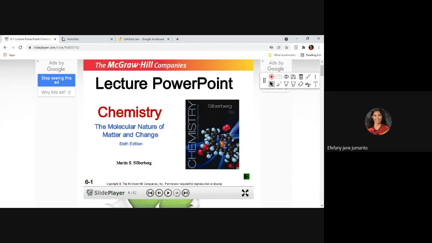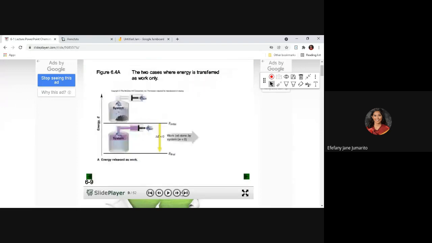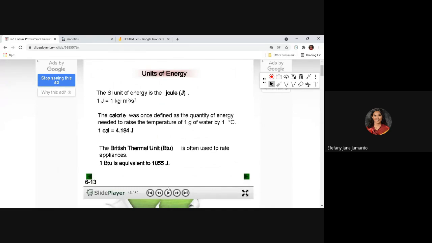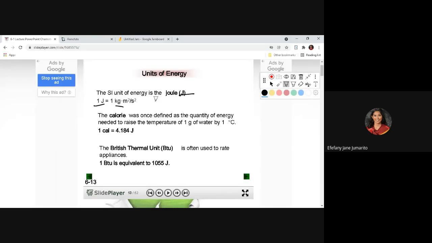So we have units of energy. The SI unit of energy is the joule, just like the SI unit of concentration is molar. Now 1 joule is equal to 1 kilogram meter squared per second squared. In physics, kilogram meter per second squared is a Newton, and Newton times meter is joules.